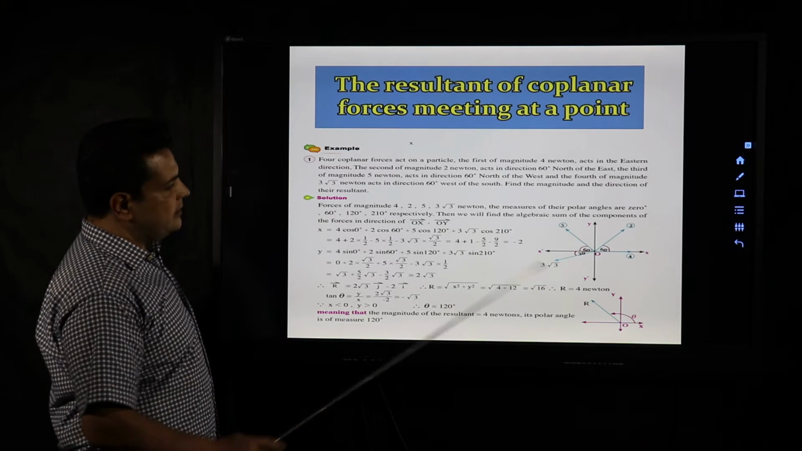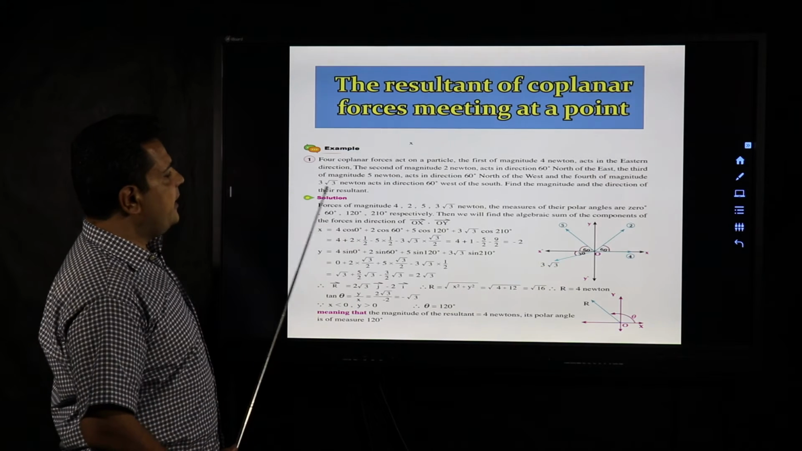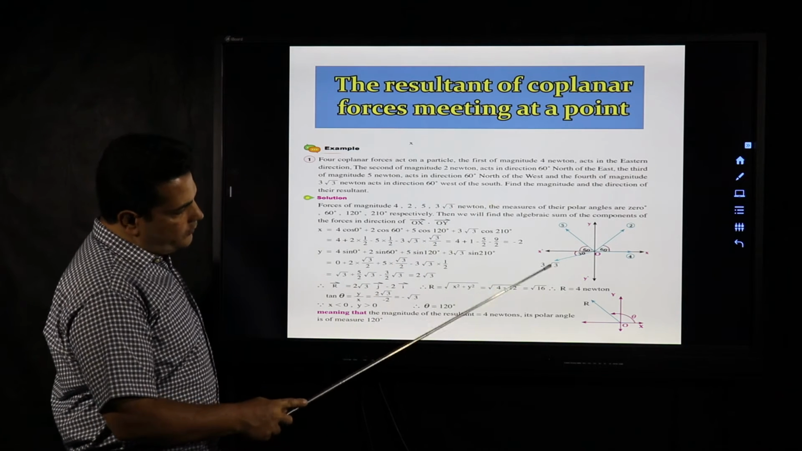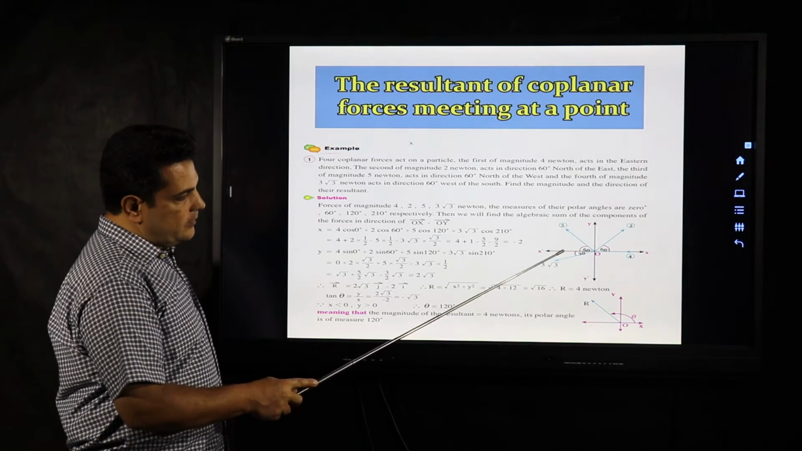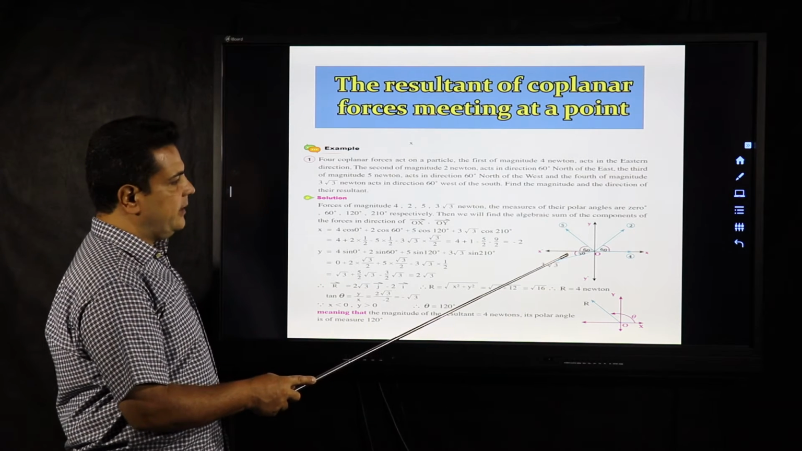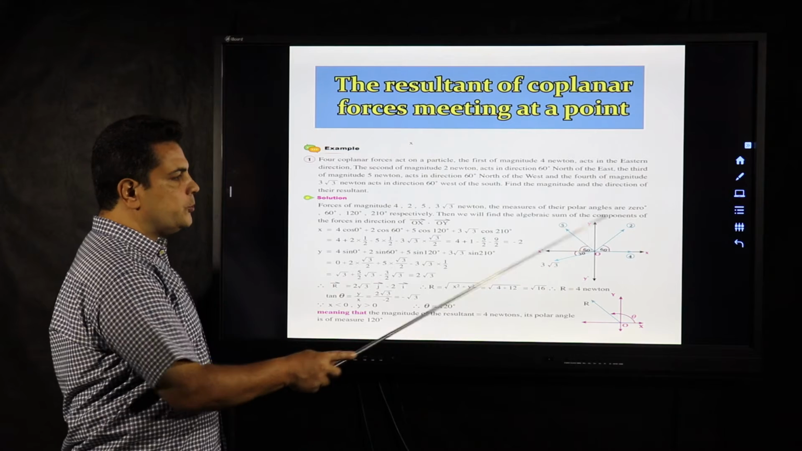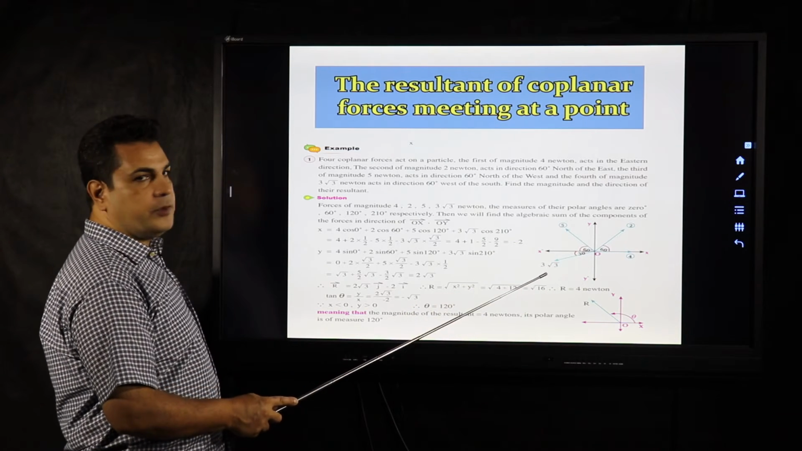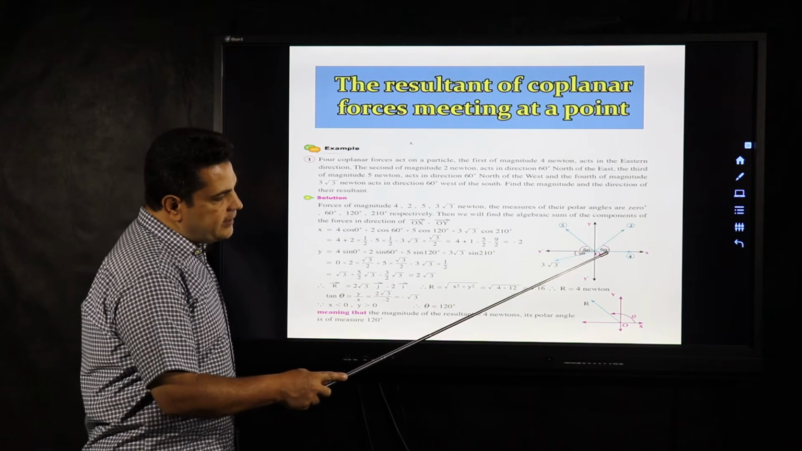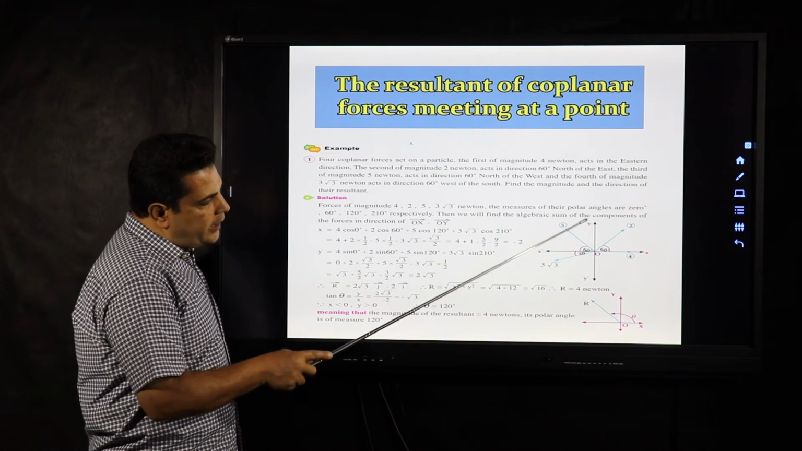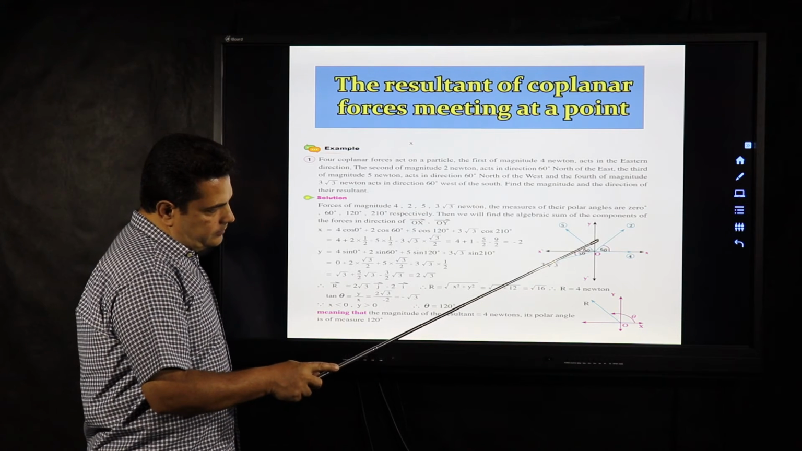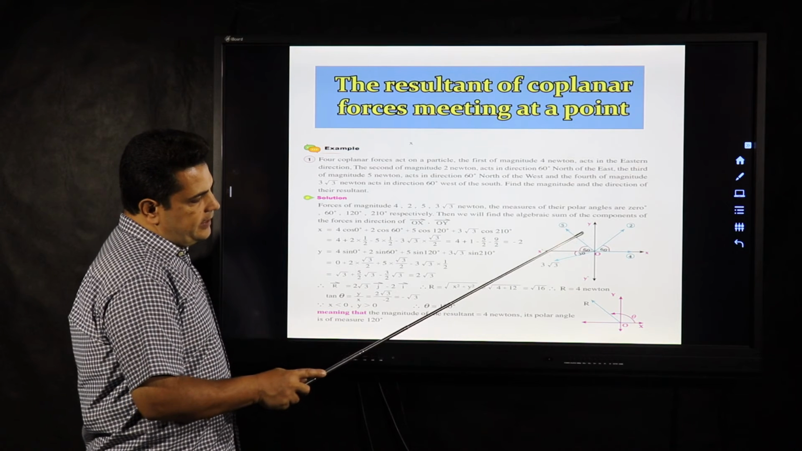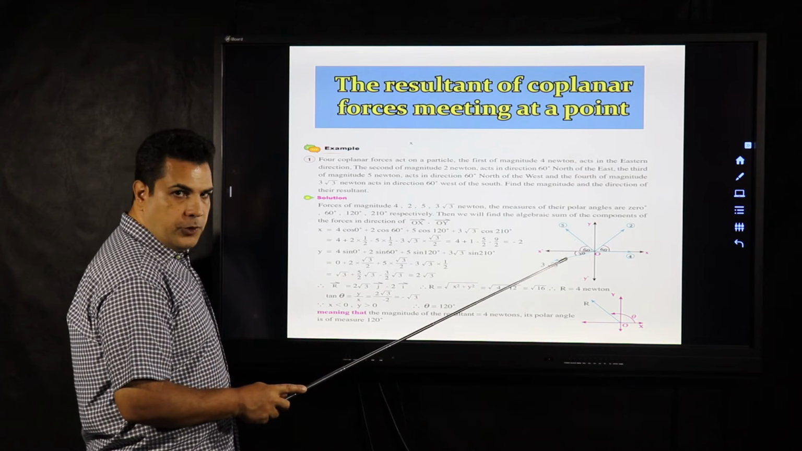And the fourth, 3 root 3, acts in the direction 60 west of south, so the angle is 30 degrees. We have four forces: 4, 2, 5, and 3 root 3. The angle between x and y equals 90, so this angle is 30 degrees, 60 and this angle is 30 and 30.